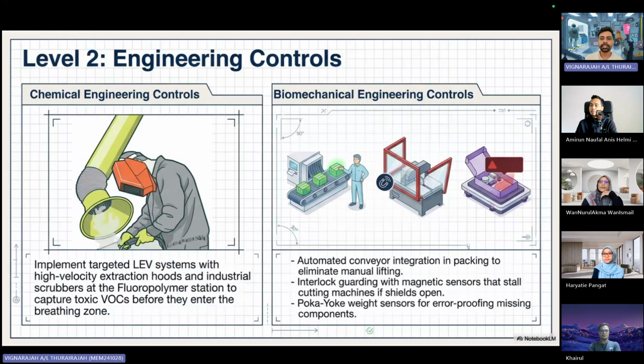And then for the biomechanical engineering control, we have automated conveyor integration in packing to eliminate manual lifting. This will help the operators maintain a balanced posture and avoid injuries or accidents. At the same time, there are installations of interlock guarding with magnetic sensors that stall cutting machines if the shield is opened. The Poka-yoke weight sensors for error-proofing missing components will also help in terms of biomechanical engineering controls.